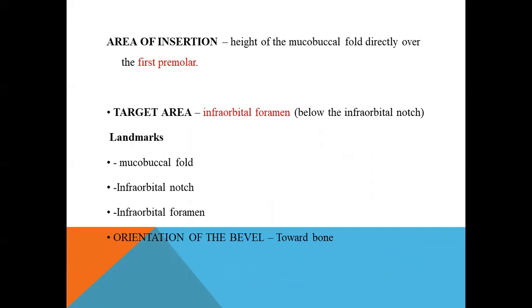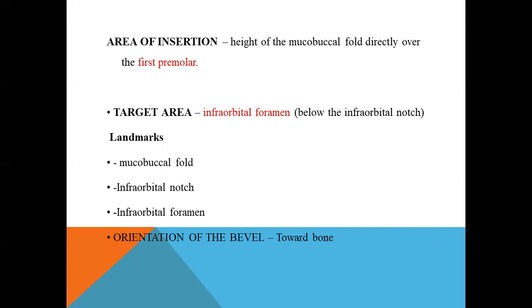So that is the difference between the ASA, MSA and PSA. ASA will be the first premolar, MSA will be the second premolar, and PSA will be the second molar. What is the target area? Target area will be the infraorbital foramen, below the infraorbital nerve.